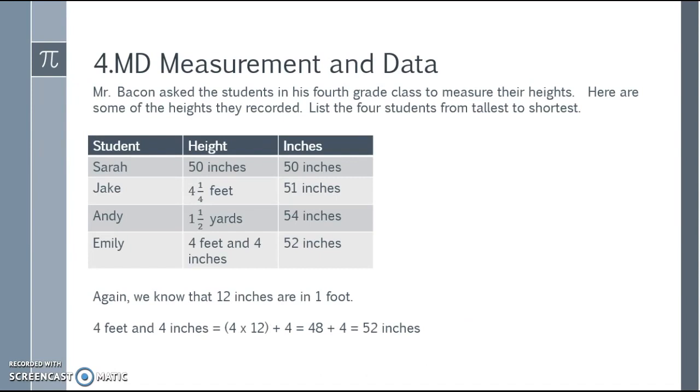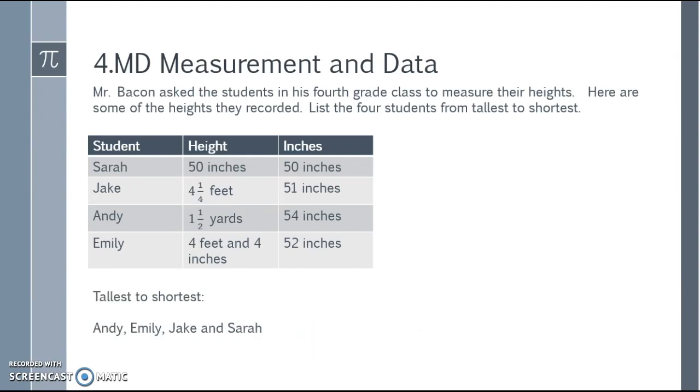Part of it is already converted to inches for us, so I just need to convert the 4 feet times 12 inches and then add the 4 inches that are there. So 48 plus 4 is 52 inches. Now that they're all in inches, I can order them from tallest to shortest. So I see that it would be Andy, Emily, Jake, and Sarah.